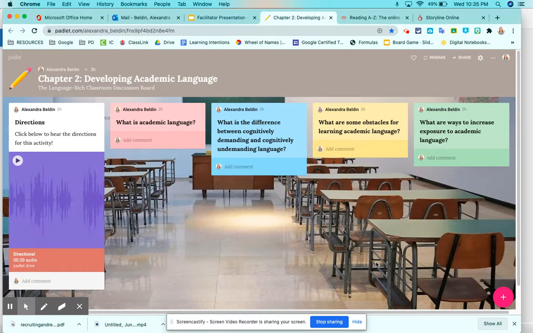Once you get to the Padlet activity, you can press play on the directions and you can read through each one of the questions. What is academic language? What is the difference between cognitively demanding and cognitively undemanding language? What are some obstacles for learning academic language? What are ways to increase exposure to academic language?